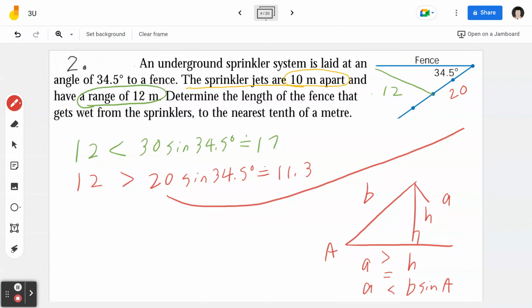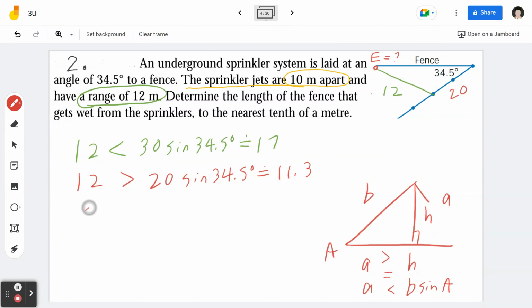And now we can go back and determine the length of the fence that gets wet from the sprinklers to 1 decimal place. So the way we do this now is we need to find the missing angle. And the missing angle in this case is going to be angle, let's call this angle E. Again, you can call this any angle really. So we don't know what E is yet. So you go back, let me erase this line.